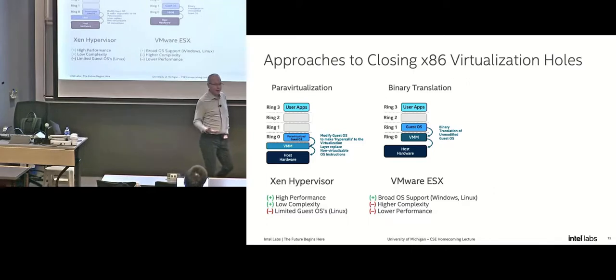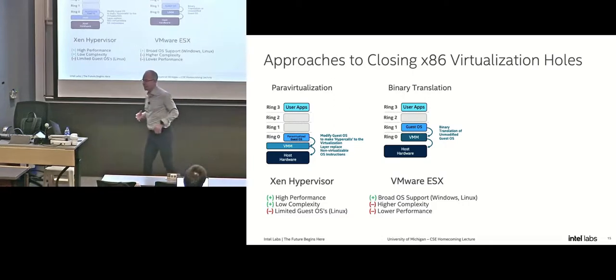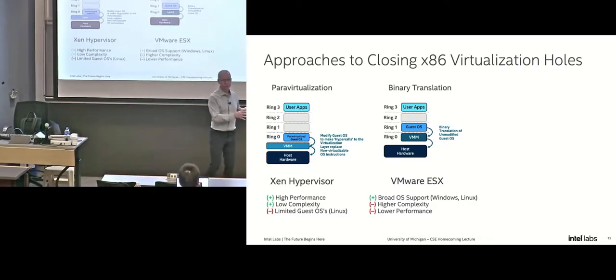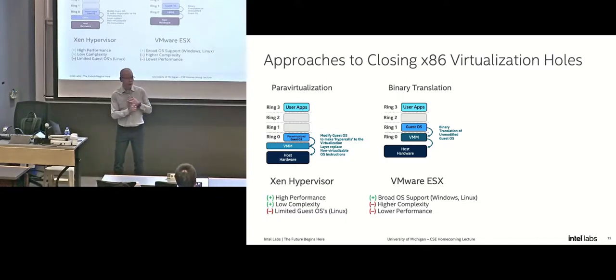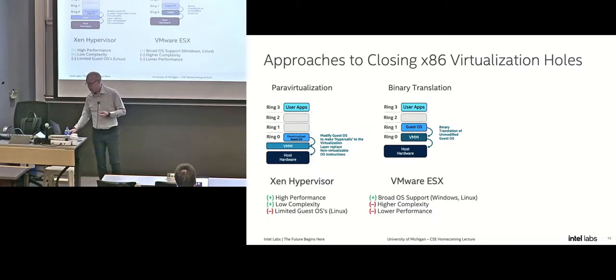VMware was coming into prominence at this time as well, and they had a different trick. They were using binary translation to modify the guest OS binaries. So they didn't require changes to the source code. They could actually make it work with Windows, but they went in and rewrote the code so that we got the necessary behaviors. And that gave broad OS support, Linux, Windows, really any x86 OS, but it was a lot higher complexity with that binary translation, and there were also overheads with that.